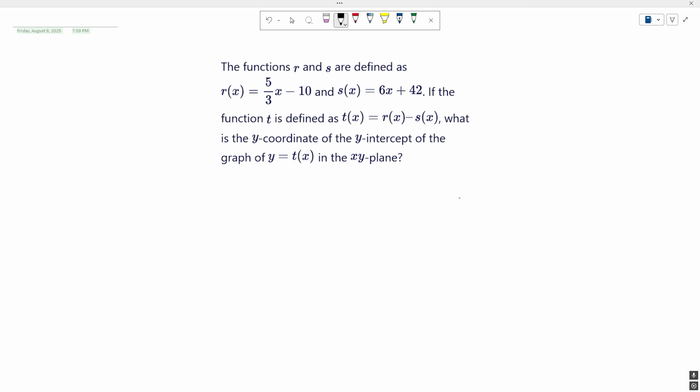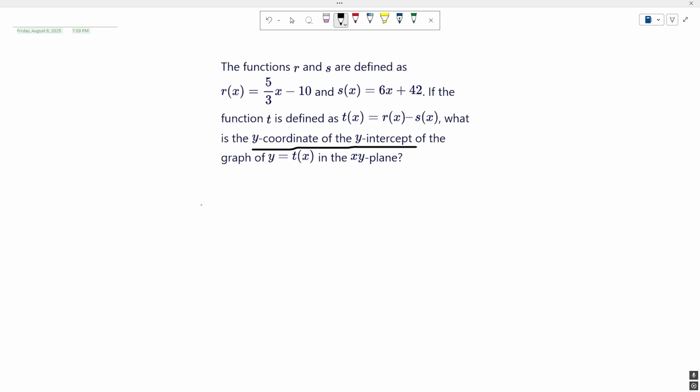So in this question, we have the functions r and s, and we have a function t of x, which is r of x minus s of x. The question asks us for the y-coordinate of the y-intercept of this t of x. So what we can do is look at what t is, and then plug in r of x and s of x, and find that y-coordinate of the y-intercept.